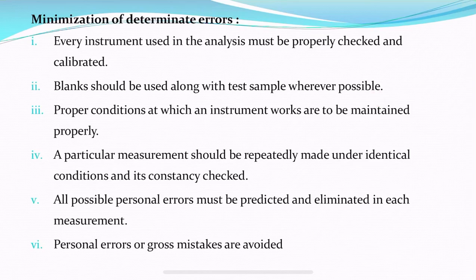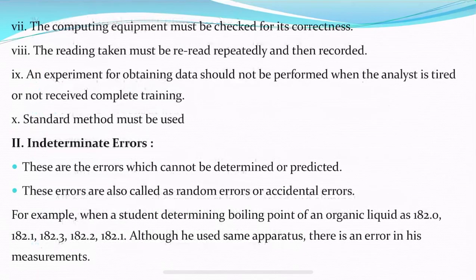Personal errors or gross mistakes, like making arithmetic mistakes, reading a scale wrongly, transposition of numbers in recording data, reversing sign as I said earlier, using wrong scales and applying the wrong equation, must be strictly avoided. The computing equipment must be checked for its correctness, and the reading which has to be taken must be reread repeatedly and then recorded. So once in a while we should not come to a conclusion; we should reread it repeatedly and then record it.